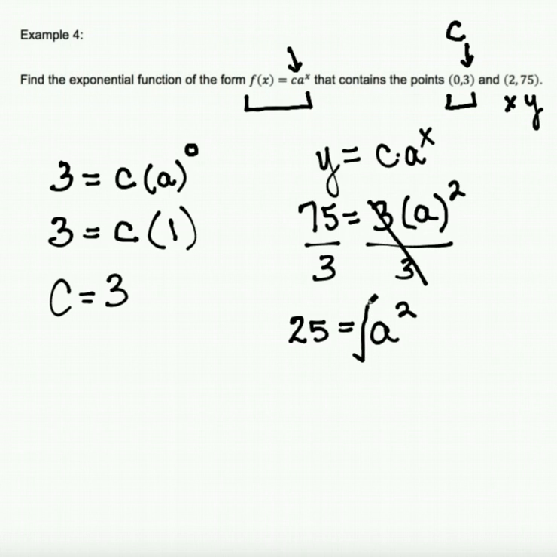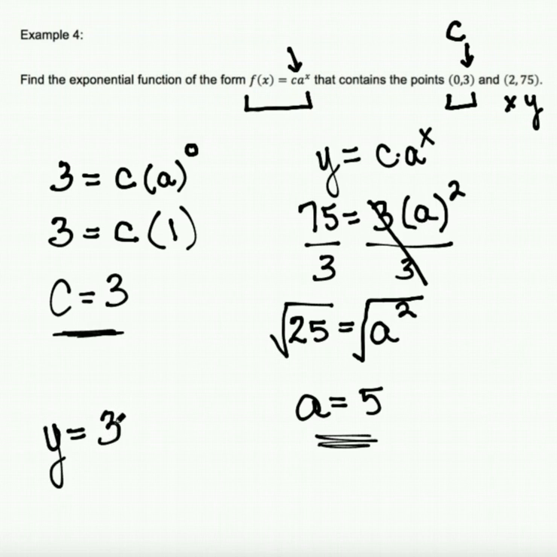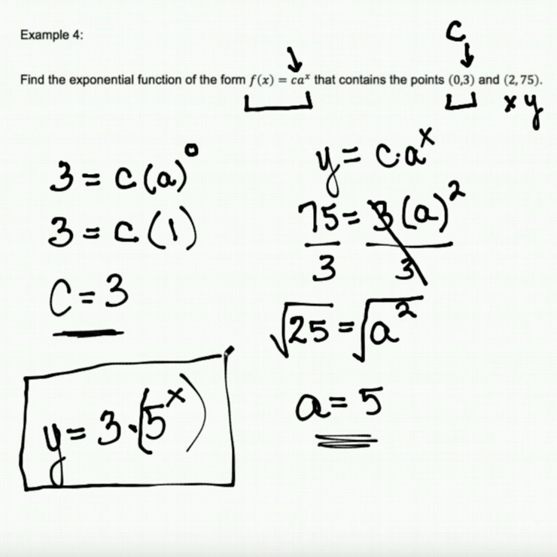Well, we know to get rid of a square, we take the square root of both sides. So a is going to equal, well, normally we would do the positive and the negative, but we know in an exponential function, a is not allowed to be negative. So my a is simply 5. All right, so I have my a, I have my c, and I can write my final equation. y equals 3 times 5 to the x. Okay, and if you want to put that in parentheses, you can. So y equals 3 times 5 to the x.